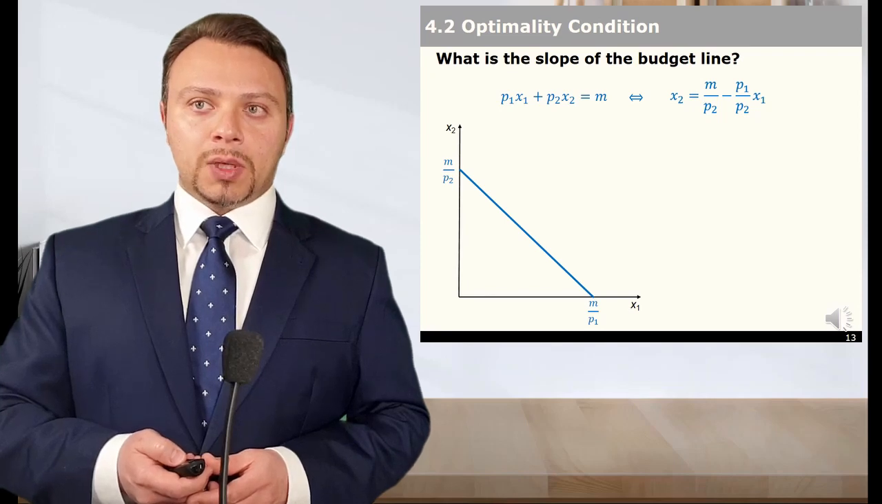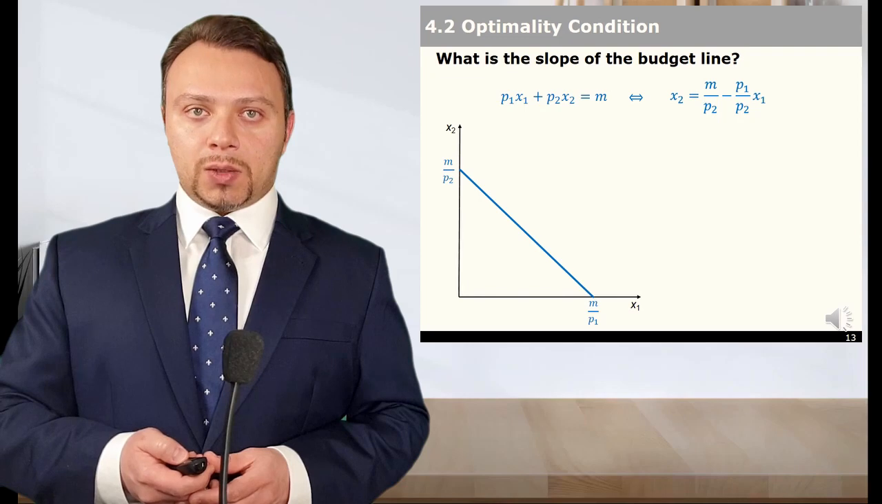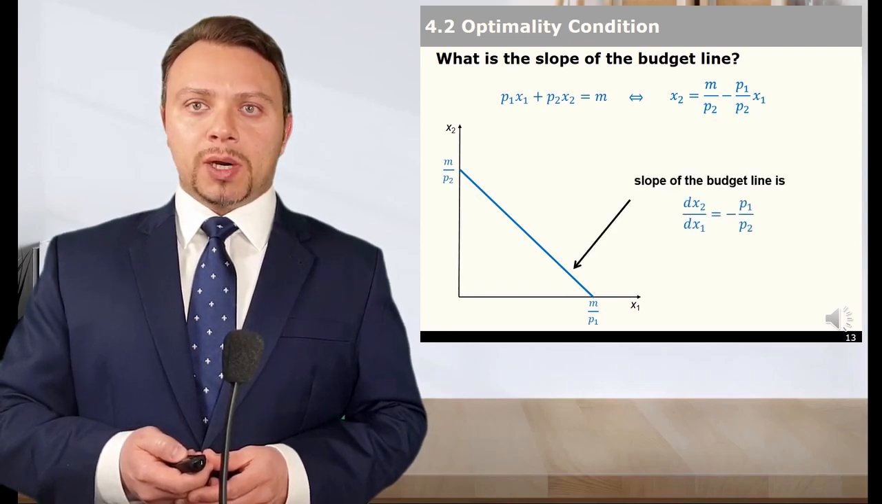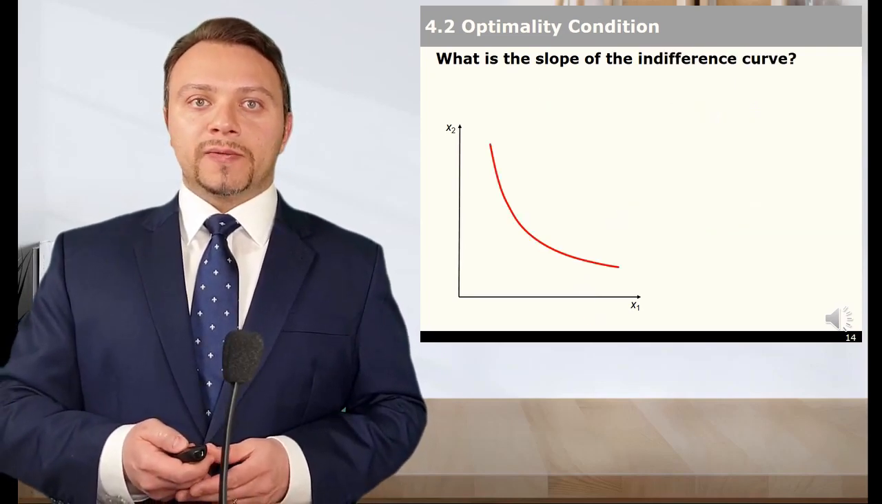And the slope of it, it's easy to determine. We just take the first derivative with respect to x1 and get that the slope of the budget line is minus p1 over p2. What is the slope of the indifference curve?